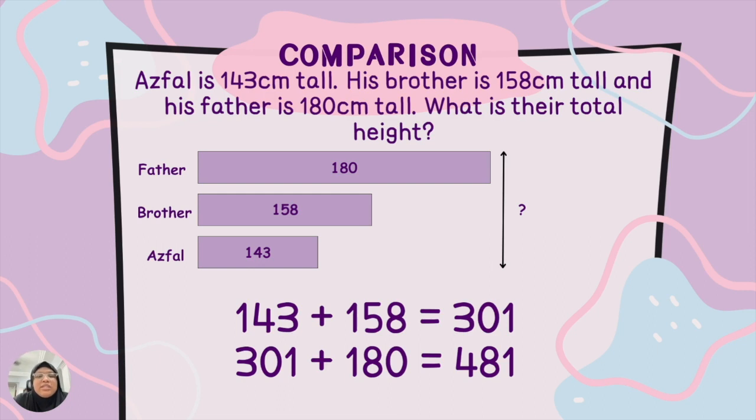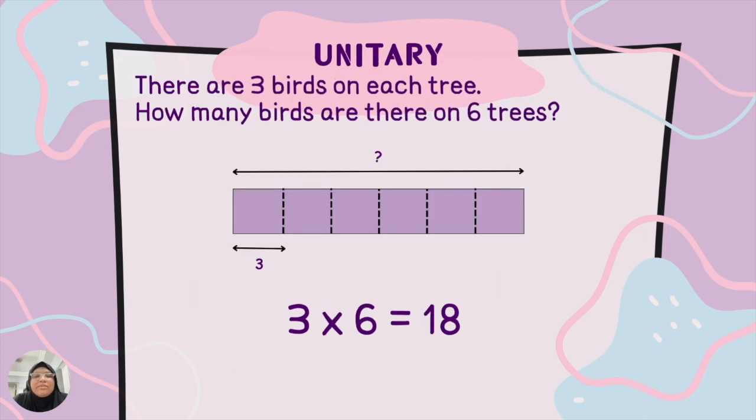So based on this question, the child will be able to tell that father has to be the biggest part because he's 180 cm. Then the brother is 158, and Asphalt himself is 143. So how to find the total height? It has to be from the top to the bottom. Okay, the method remains the same. So regardless if the child is more comfortable in doing part whole model as compared to comparison model, both work.